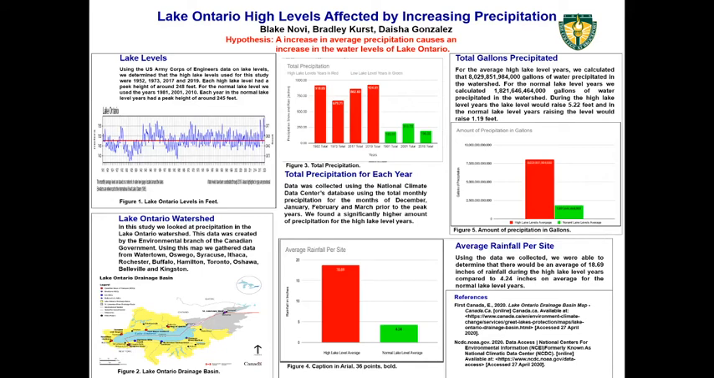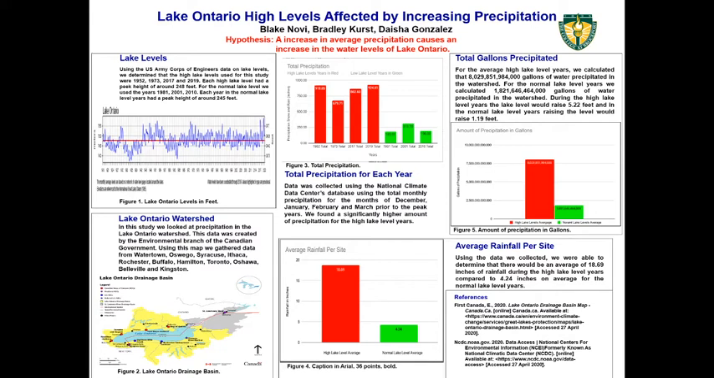Hi, and welcome to our poster on Lake Ontario high lake levels and whether or not precipitation increasing is affecting these high lake levels. So our hypothesis was an increase in average precipitation causes an increase in the water levels of Lake Ontario.